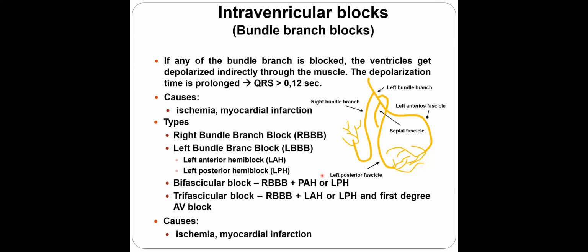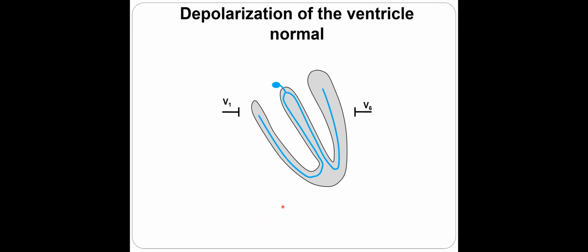Trifascicular block: we do have a right bundle branch block, we do have a left anterior or posterior fascicular block, and we do have a first degree AV block. This is the trifascicular block, but we will get to this point. And of course, the cause of this intraventricular conduction delay usually is ischemic, or myocardial MI.